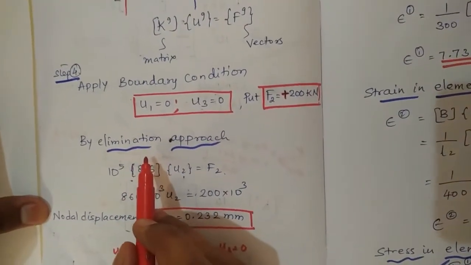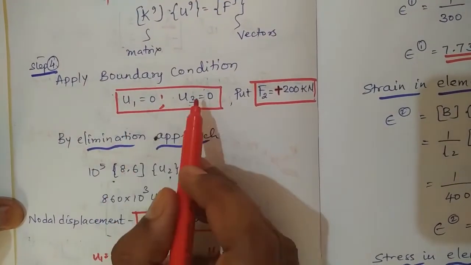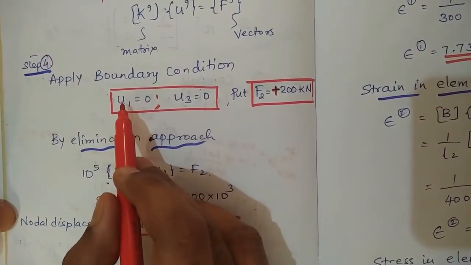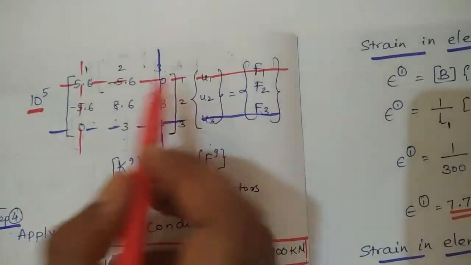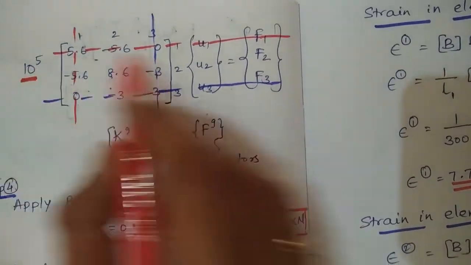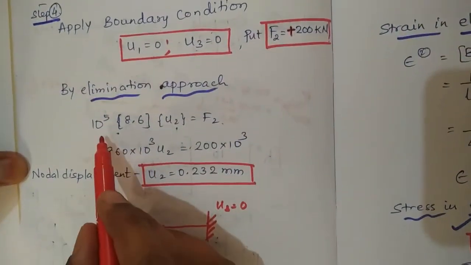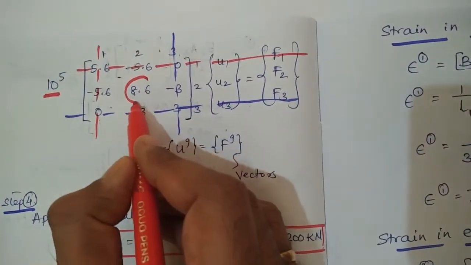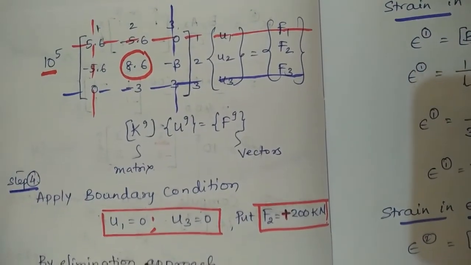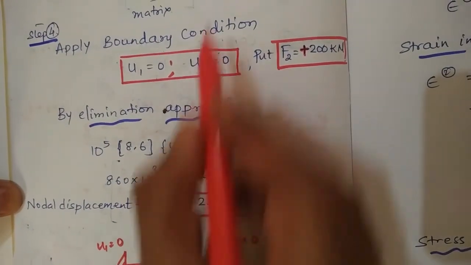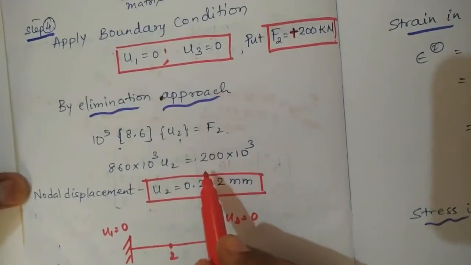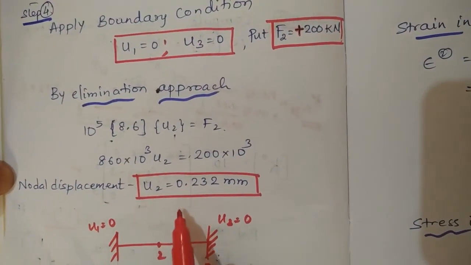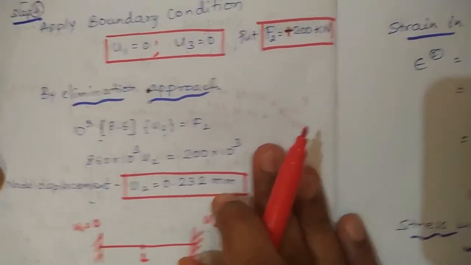Now what I will do, I will eliminate the corresponding rows and columns of U1 and U3. That is row number 1, column number 1, row number 3, column number 3 will be eliminated thoroughly. Okay, going forward, so I'll just cancel it. Then I'll write 10 raised to 5. Remaining term is only 8.6. I'll keep that 8.6 into U2 equals F2. So I will substitute, simplify. I'll get a positive displacement 0.232 mm.